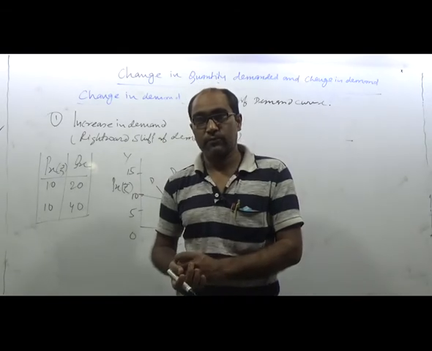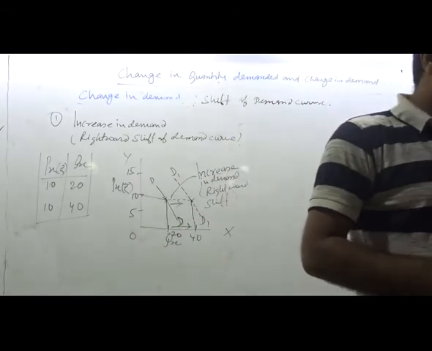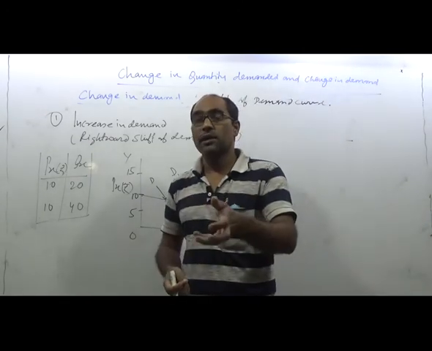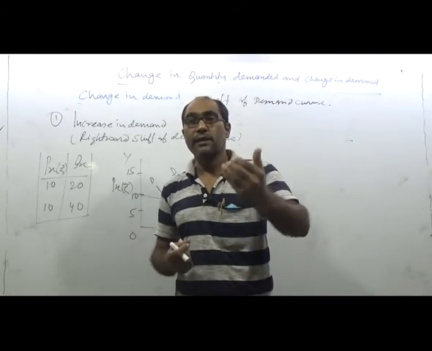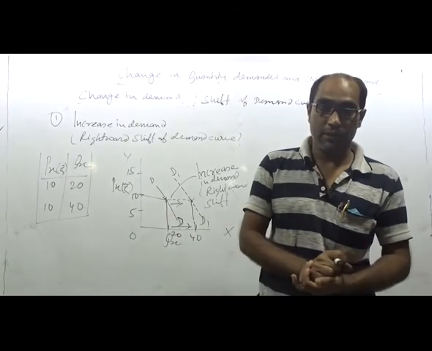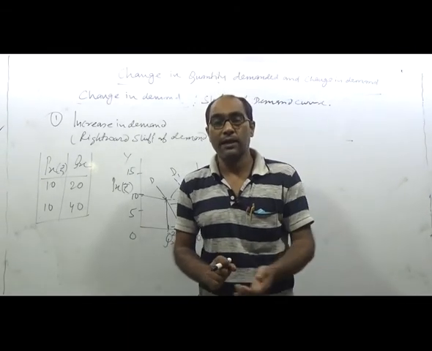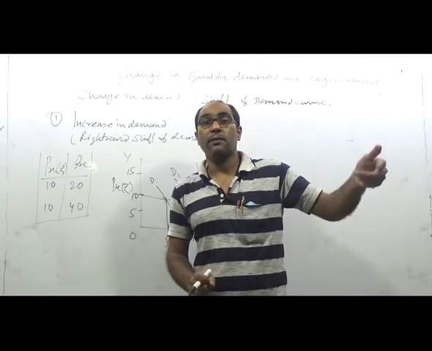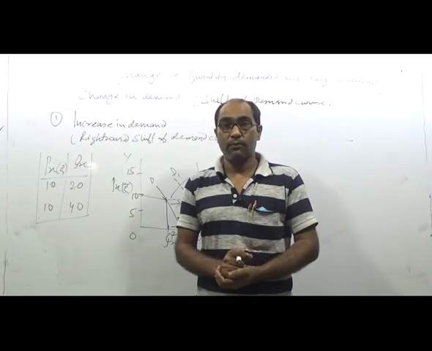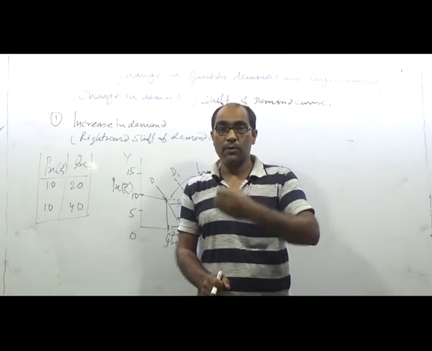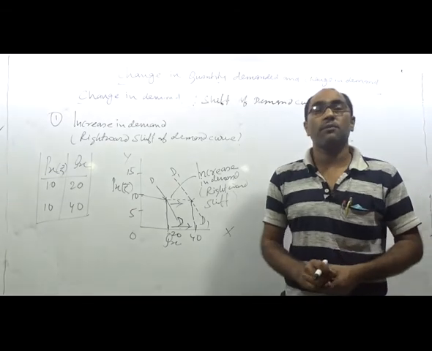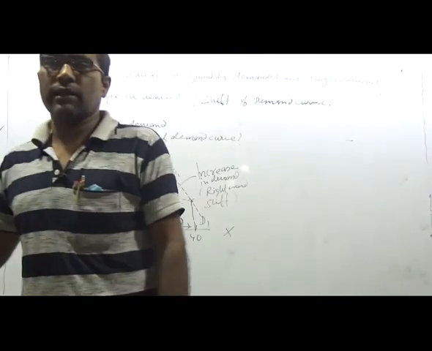So the reasons for increasing demand: if income increases for a normal good, and decrease in income for an inferior good. Favorable taste and preferences, favorable market trend, favorable government policy, economic cycle boom. If there is a boom in the economic cycle, whatever product you make, demand will keep increasing. Increase in national income, increase in income of the people. These are the factors applicable for increasing demand.